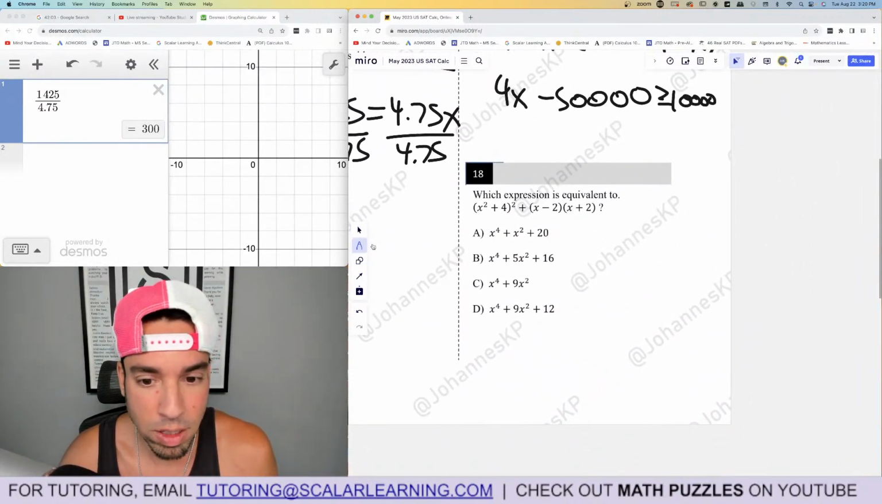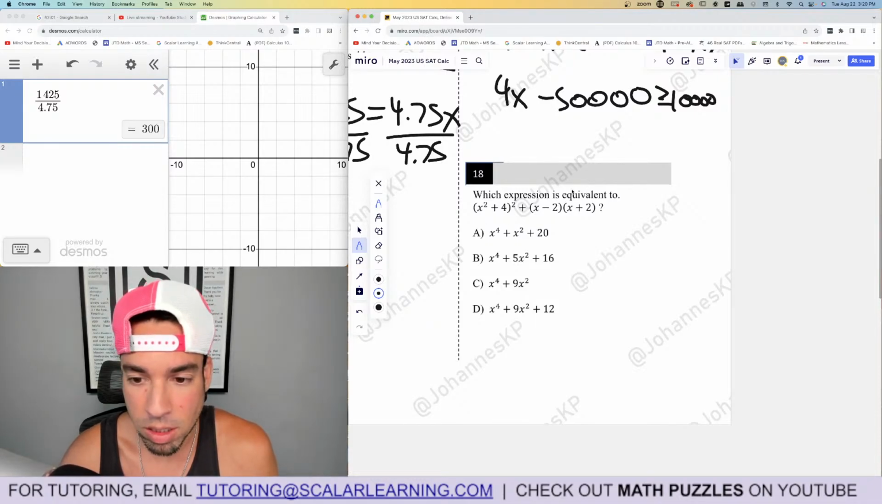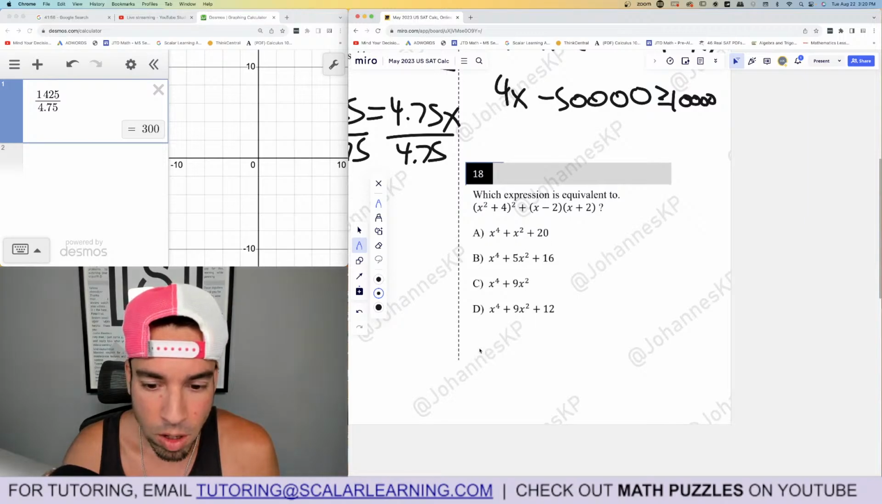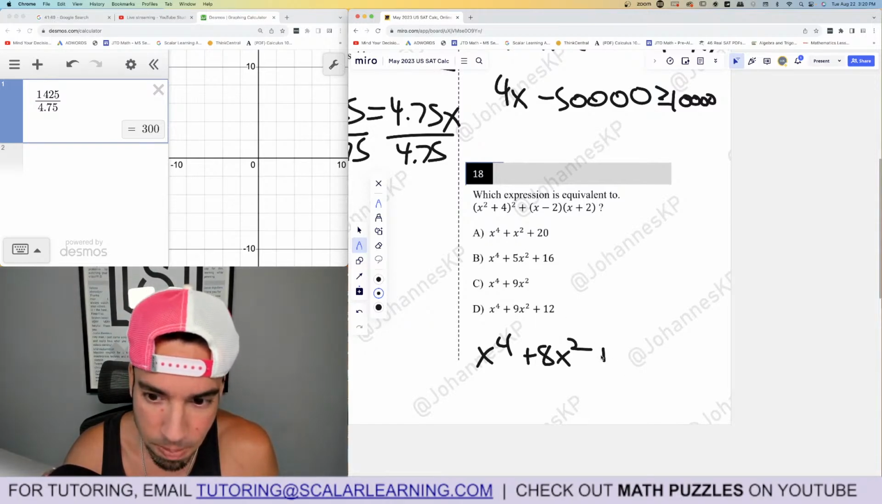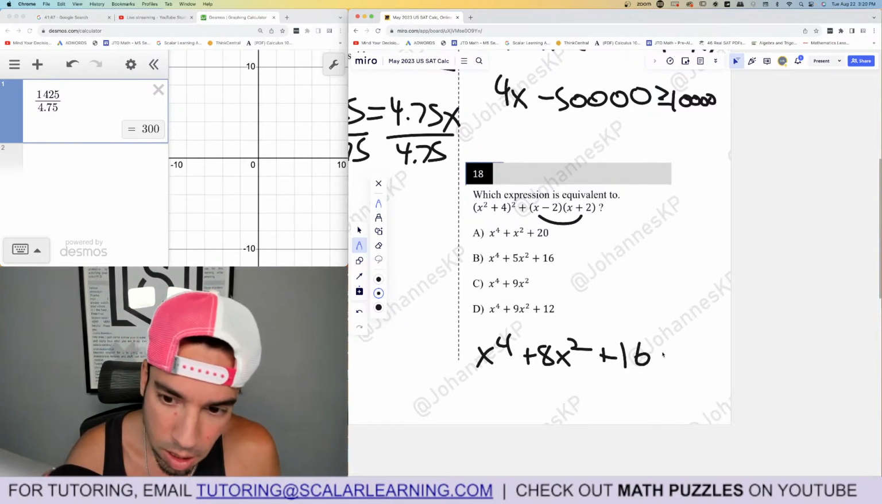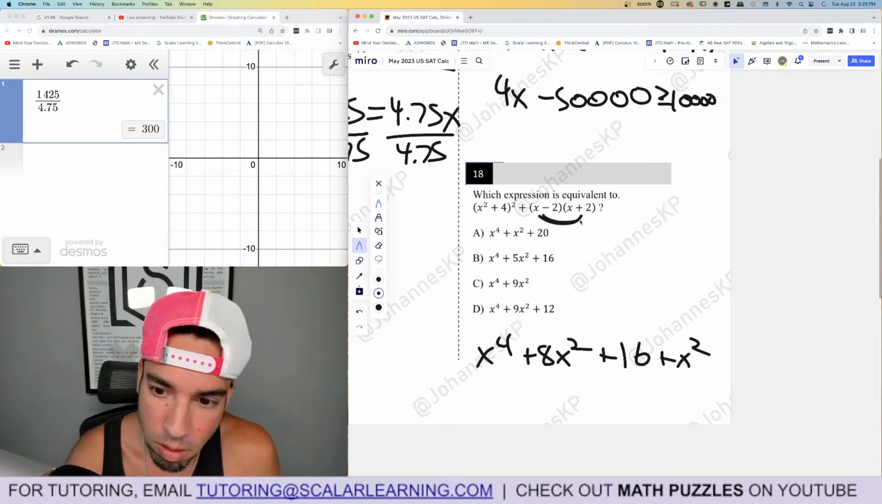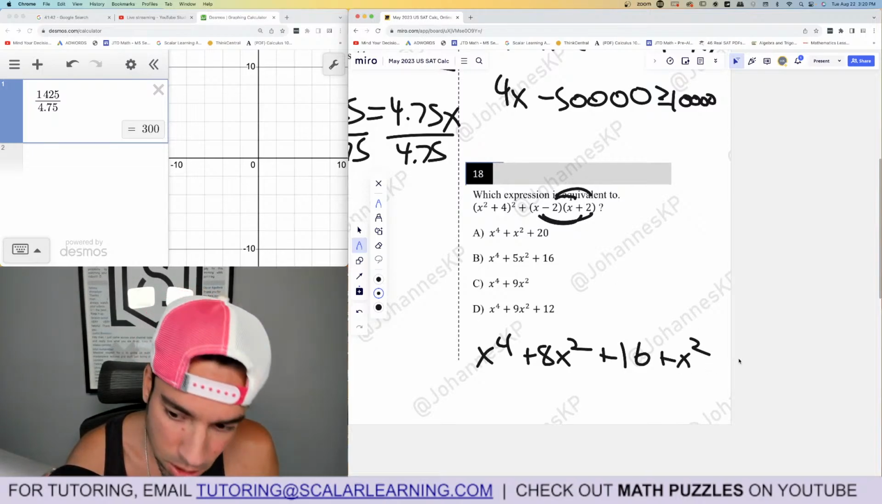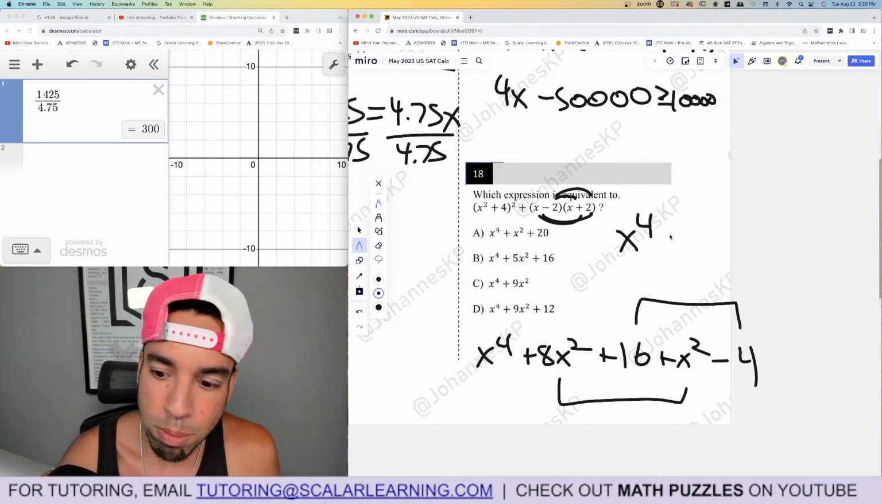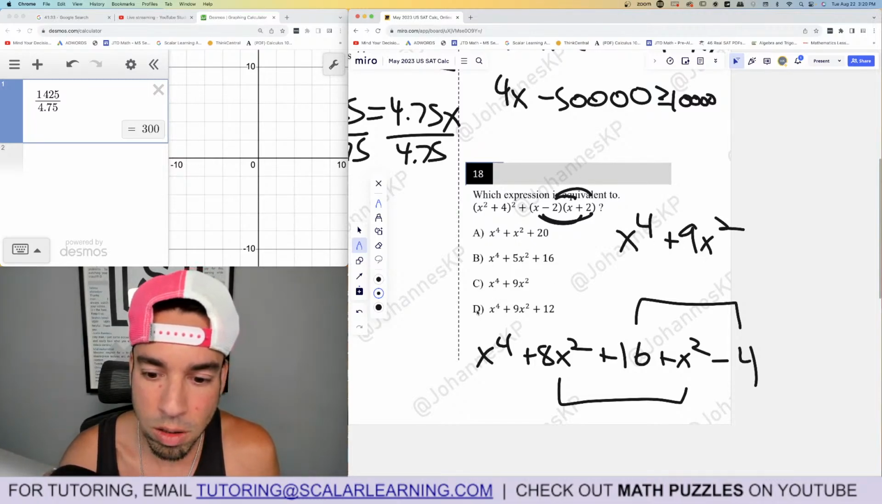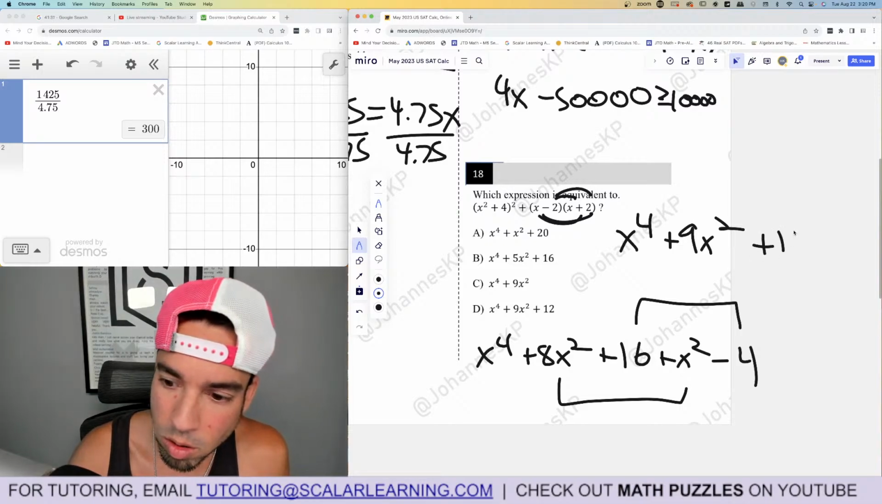18, which expression is equivalent? Yay, a little bit of FOILing and simplification, which is fun. This one, we're squaring that binomial. So if you remember, it's x to the fourth, and it's x squared times 4 times 2, which is 8x squared, just a little shortcut, plus 16. And then this one, we FOIL it, we get x squared plus 2x minus 2x, they cancel out, and then minus 4. Boom. These two add together, we get x to the fourth plus 9x squared plus 12.